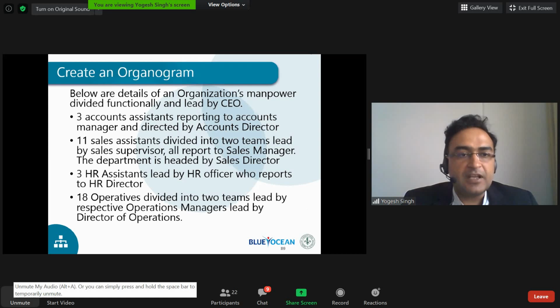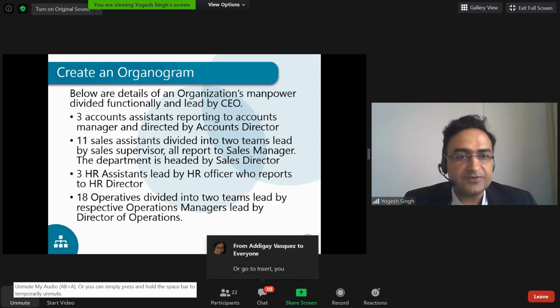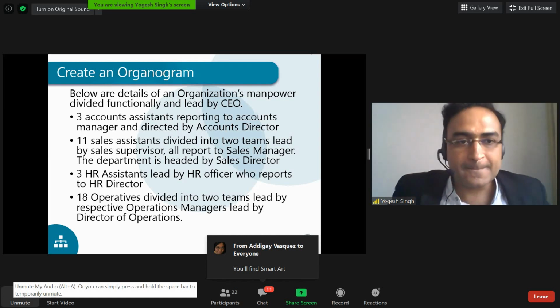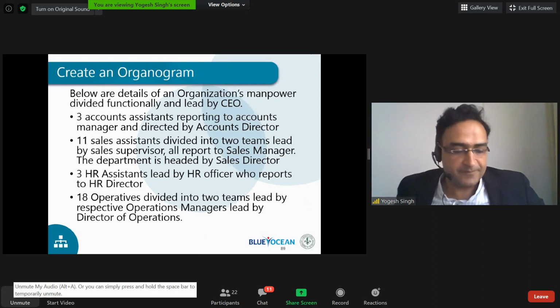Yeah, like she's suggesting, just use SmartArt. And Adige, she has done beautifully in SmartArt also. So just insert it and put it in the Excel sheet. You don't have to create boxes each time you create an organization chart. Okay. All right.